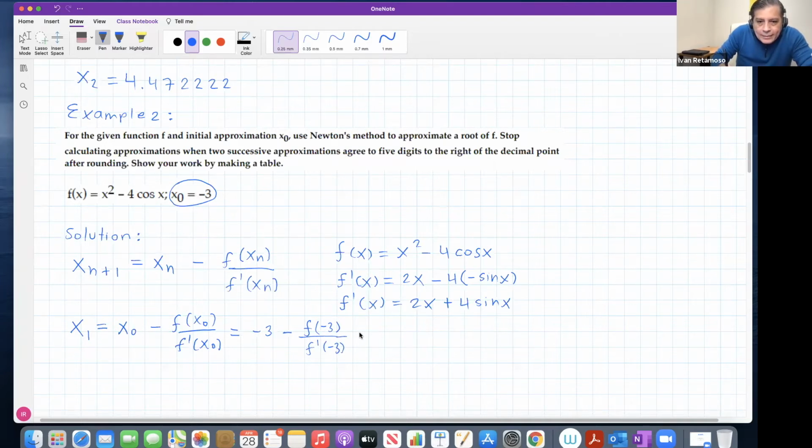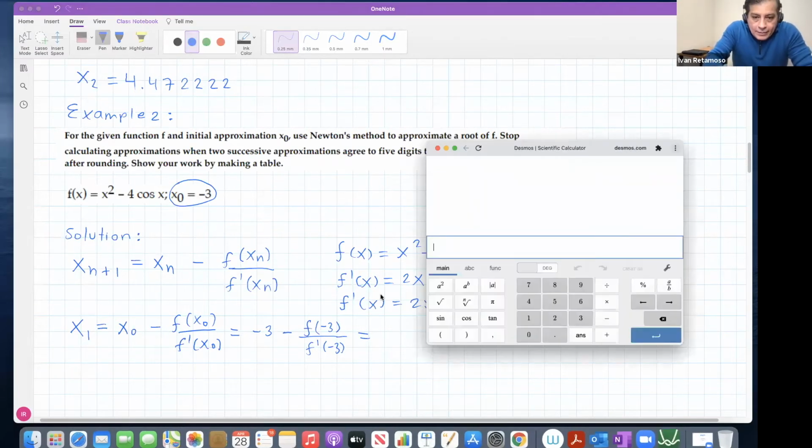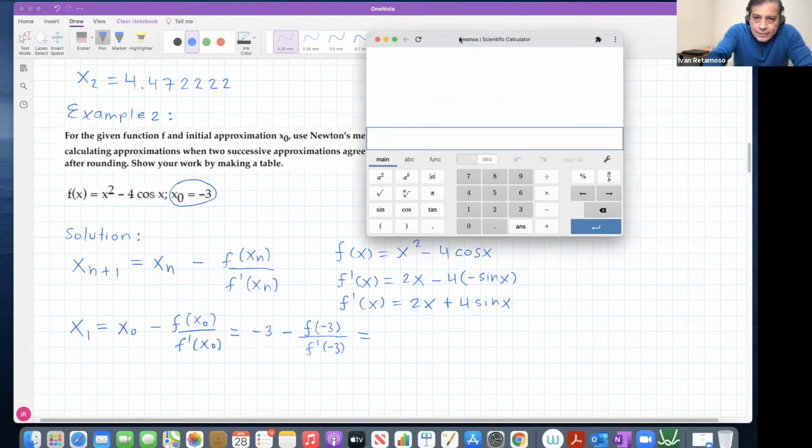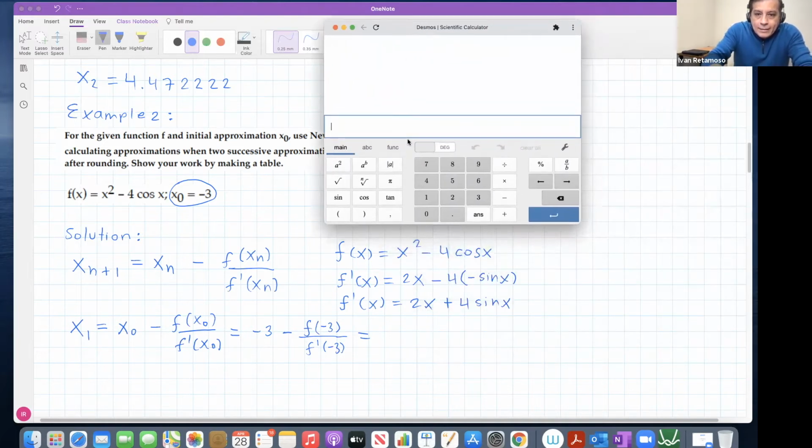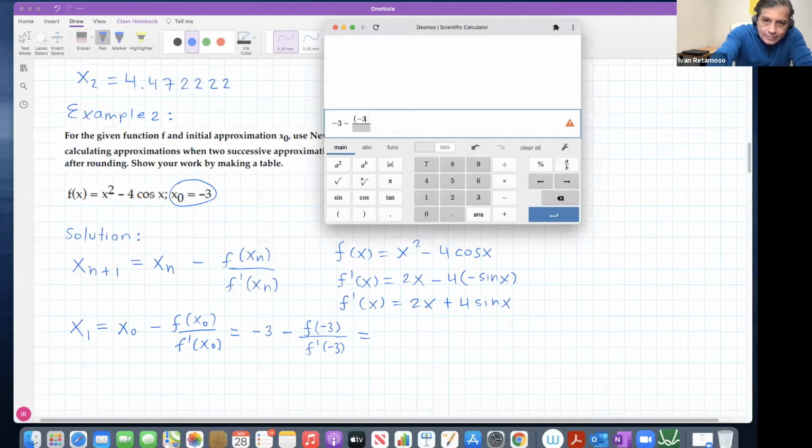But now, let's do it in our scientific calculator, Desmos. We have to start with negative 3 first. Let's put it here so we can see the function. All right, negative 3 first, then minus. Then, since we are going to deal with a fraction here, use this fraction form. On the numerator, you evaluate f, so the evaluation at negative 3 of this function. I'm going to use parentheses because I'm substituting a negative number.